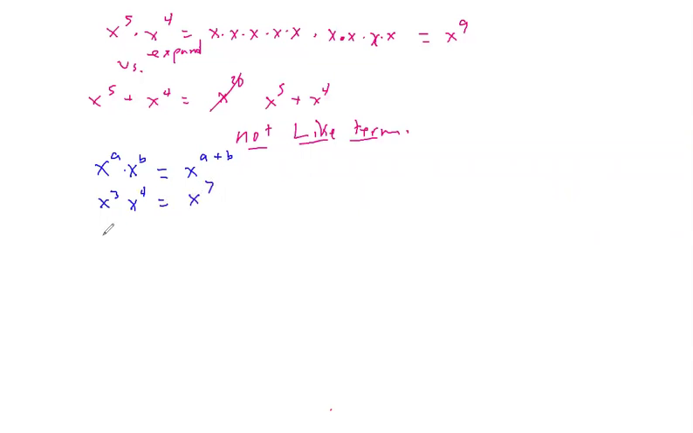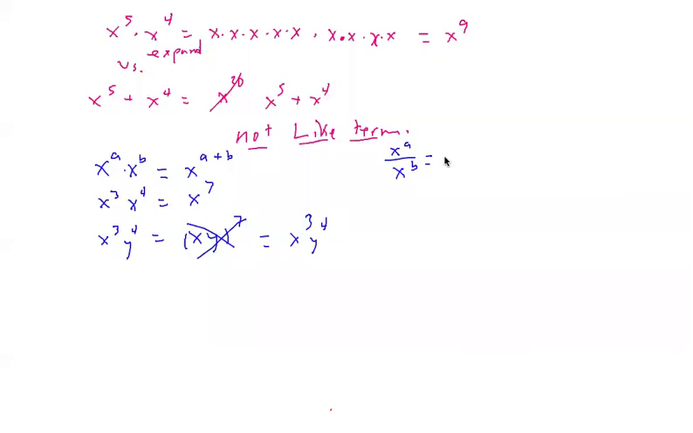X to the 7th. But if I took x to the 3rd times y to the 4th, I don't get xy to the 7th. No, I don't get that. I just get x to the 3rd, y to the 4th again. That's as far as we can simplify that.